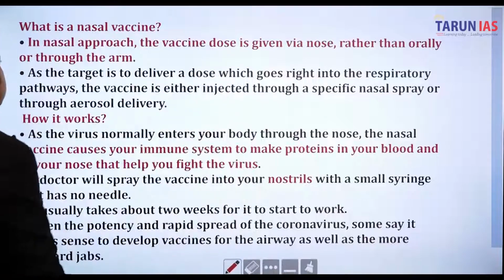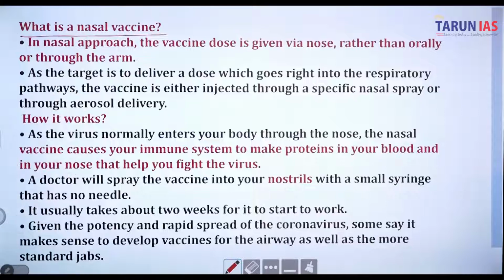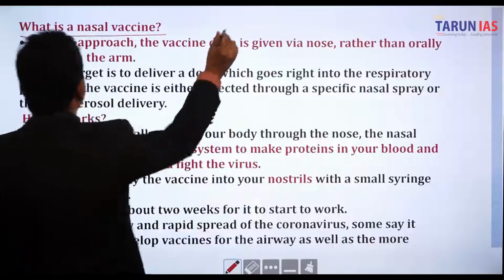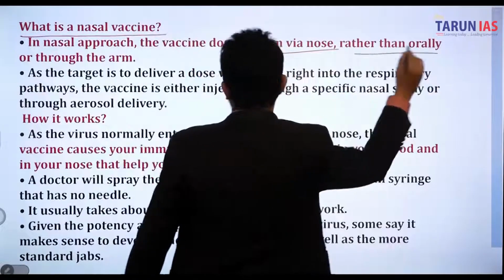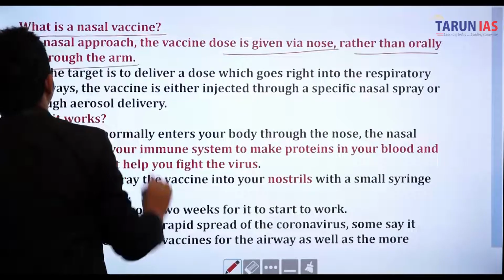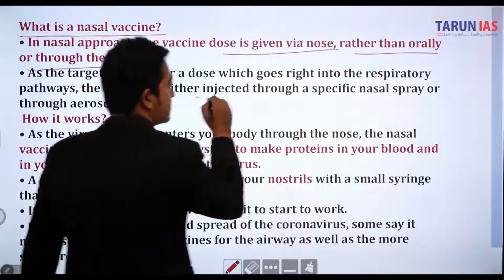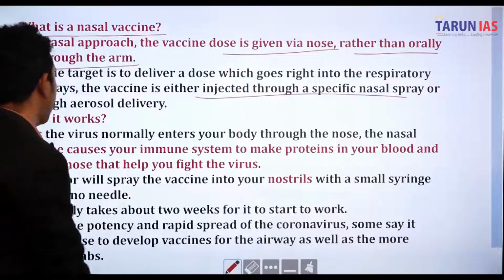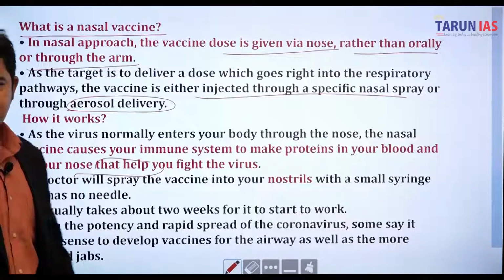Here is what a nasal vaccine is. In the nasal approach, the vaccine dose is given via the nose rather than orally or through the arm. As the target is to deliver a dose that goes right into the respiratory pathways, the vaccine is given through a specific nasal spray or through aerosol delivery. Aerosol means it is spreading in the air and we take it in through that.